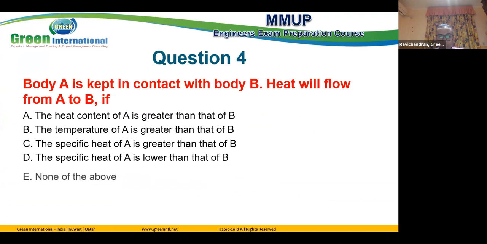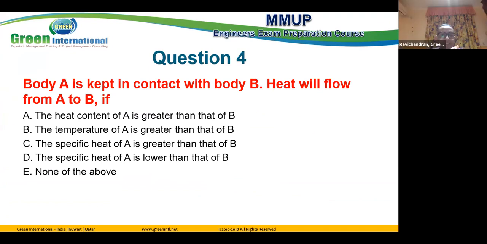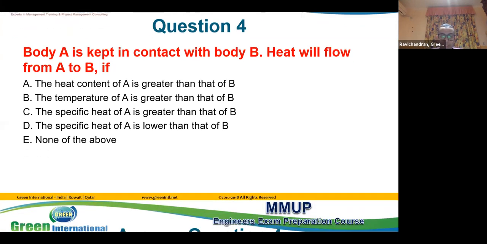So what is the correct answer? B, temperature of A is greater than that of B. Mainly temperature. Heat can transfer from one to another due to temperature difference. So B is the correct answer.